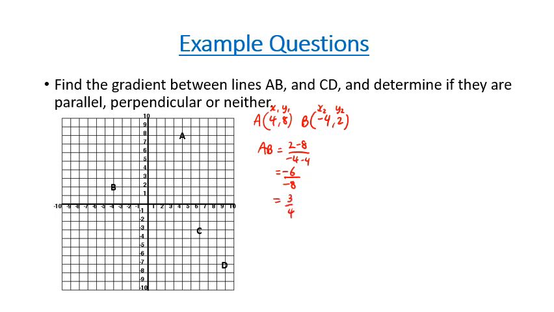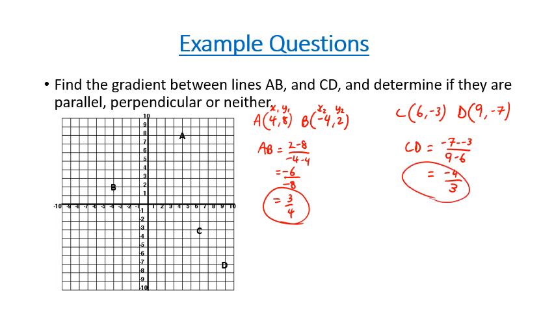I'm going to do the exact same thing for C and D. Now, my C value is 6, negative 3, and my D value is 9, negative 7. So the CD gradient is y2 take y1, which is negative 7 take negative 3 over 9 take 6. That becomes negative 7 plus 3, which is negative 4. 9 take 6 is 3. And we can see that we've got a gradient of 3 quarters and a gradient of minus 4 over 3. Therefore, they must be perpendicular because one of them is a negative reciprocal of the other.